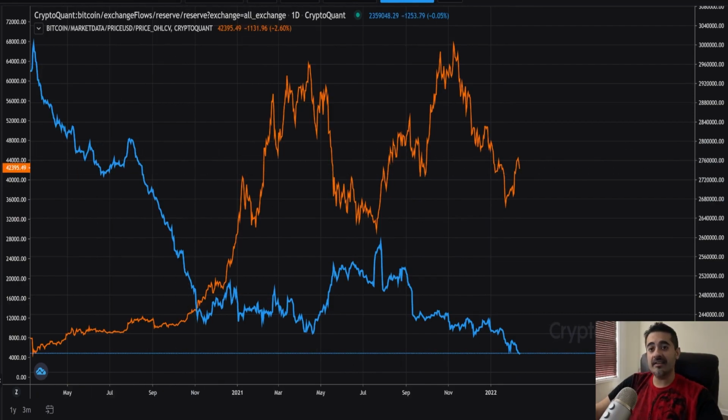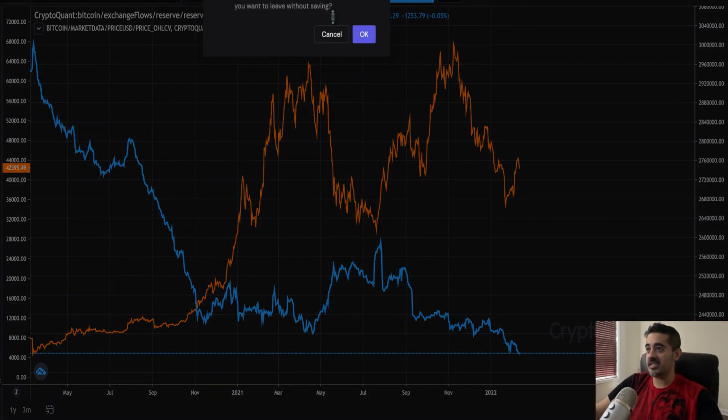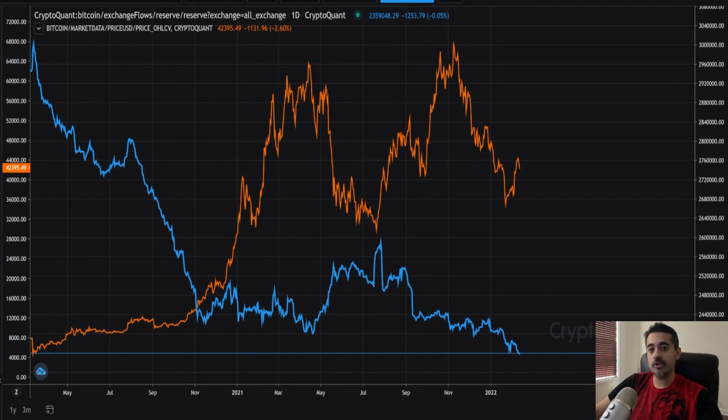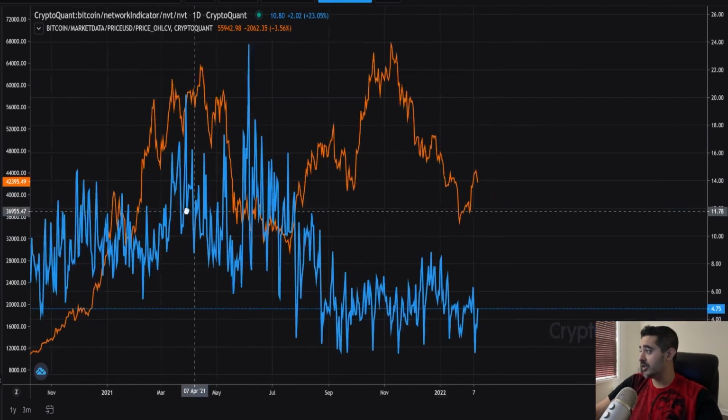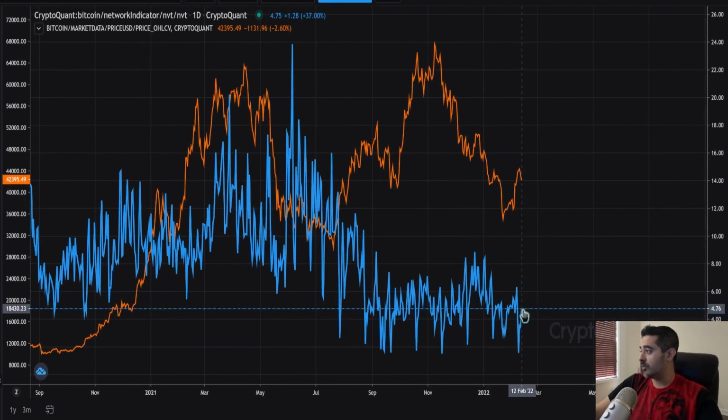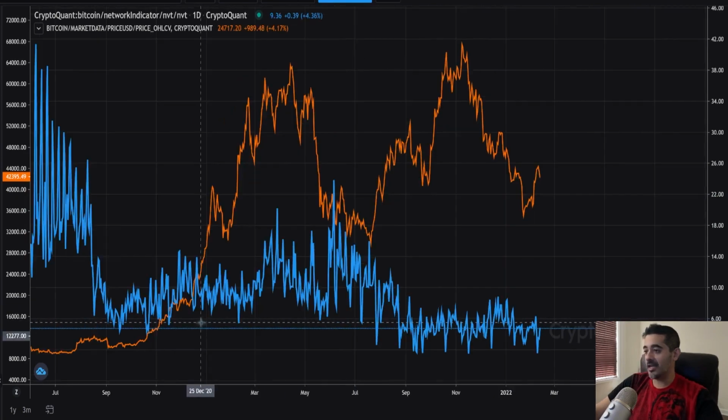Okay, next we're going to look at the NVT ratio. NVT ratio is pretty simple. That's the network value to transaction ratio. It's basically the price to earnings ratio from traditional equities markets. It's a way to calculate it with Bitcoin. And this is a very clear and simple chart. This is where we are now. The blue dashed line correlates with that.